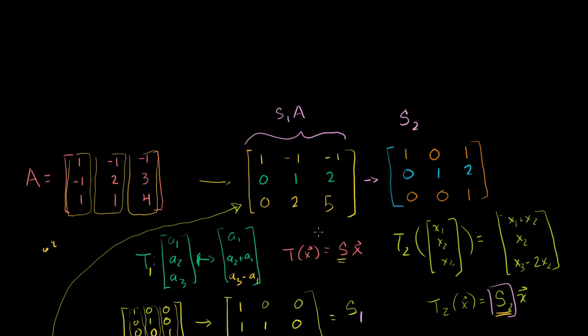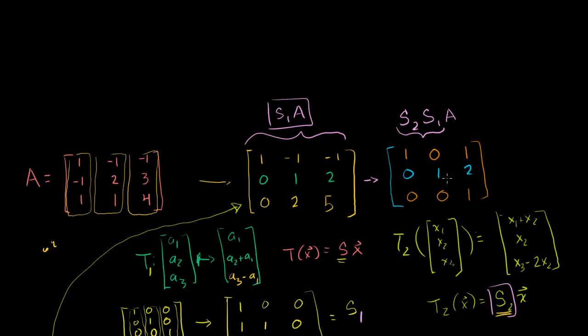And what is this guy right here? Well, this guy is equal to S1 times A. So it's going to be S2 times S1 times A. Fair enough. And you could have gotten straight here if you just multiplied S2 times S1. This could be some other matrix, and you just multiplied it by A. You'd go straight from there to there.